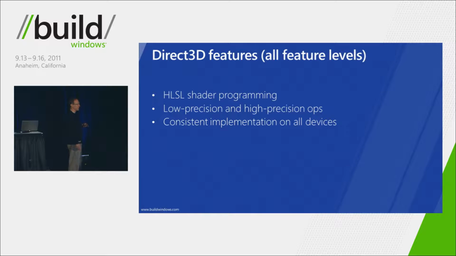So let's talk about what's common across all of the feature levels within D3D. We'll start with the fact that graphics hardware has internal processors that need to be programmed. They're like little mini computers. Actually, they're pretty complicated mini computers, and they're parallel processors. HLSL is a C-like language that allows you to program those computational units within the GPU, and that language is common across all feature levels. Similarly, we have both low and high precision integer and floating point operations available across all feature levels. And finally, there's a consistent implementation of the runtime and within the OS to be able to take advantage of this hardware.